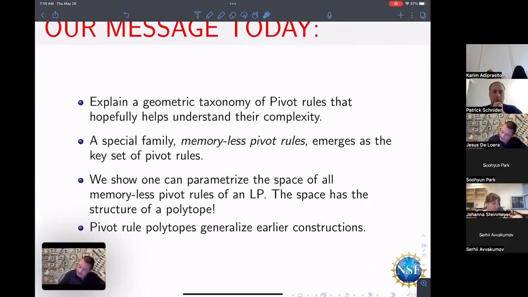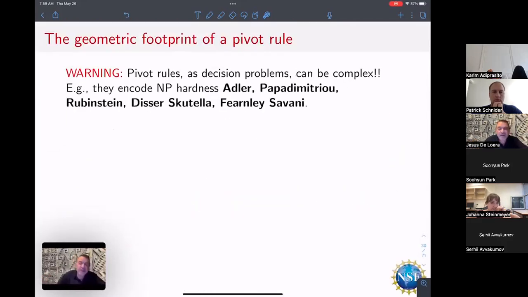So first of all, some of you might be thinking, I'm a computer science person, like Patrick maybe studied computer science with Emo Welzl. So how can I define a pivot rule in terms of computer science? My suggestion is don't try to define pivot rules in a computer science way. There's a good reason why you shouldn't try to do that, because people know that pivot rules can actually encode NP-hard problems.